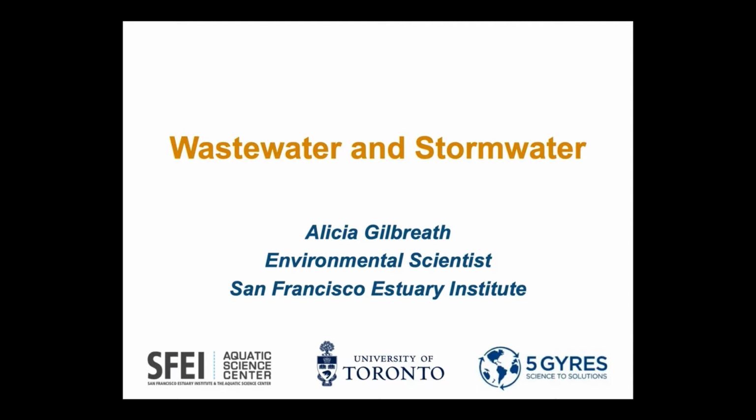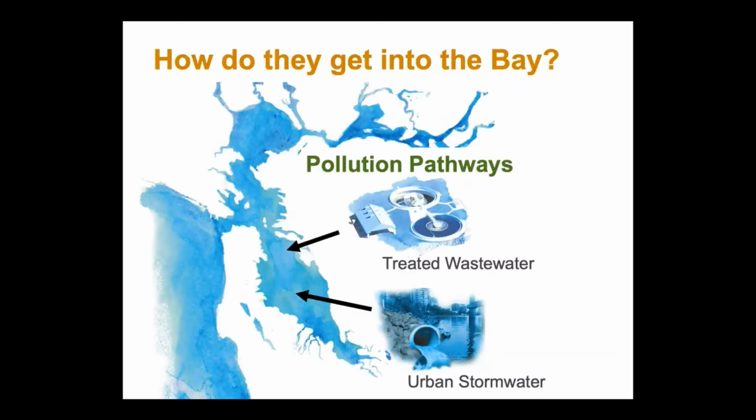Okay, so how are microplastics getting into the bay? Well, the two major pathways are wastewater and stormwater. Wastewater is everything that goes down your drain, your toilets, your laundry, and it goes to a wastewater treatment plant where it's treated, thankfully, and then it's released out into the bay. So we're really interested in the microplastic concentrations in that treated wastewater.